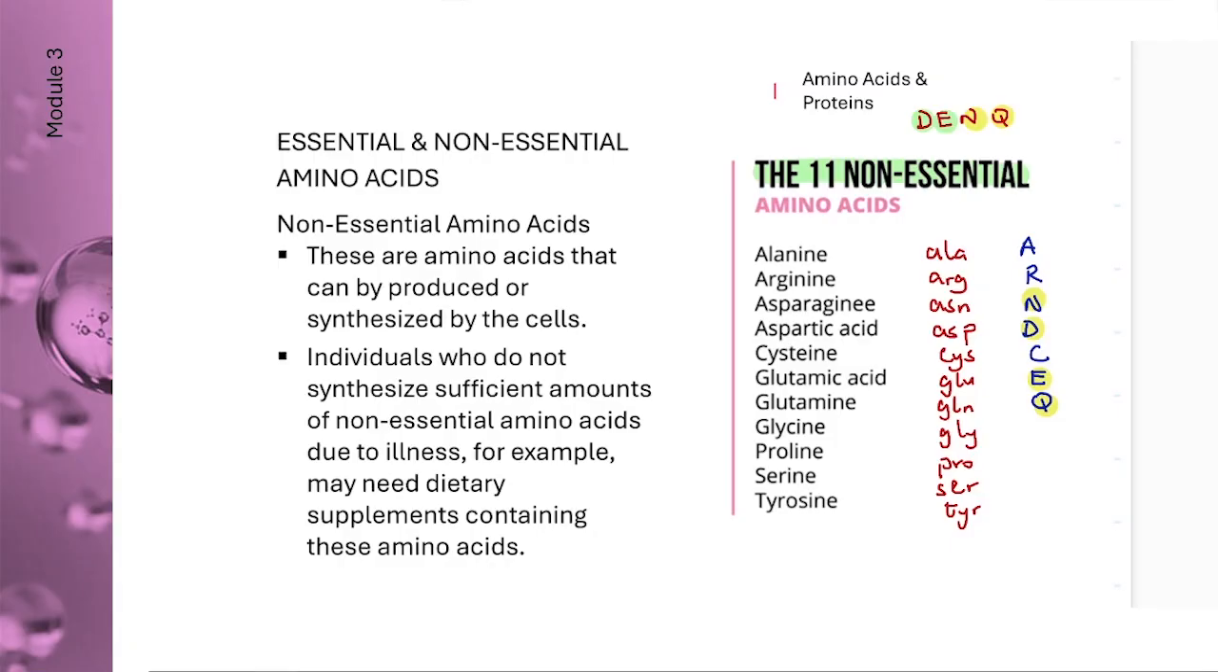Okay, so glycine is a G, and proline, do you remember proline? Proline is a P, serine is an S, and tyrosine a Y. Okay.